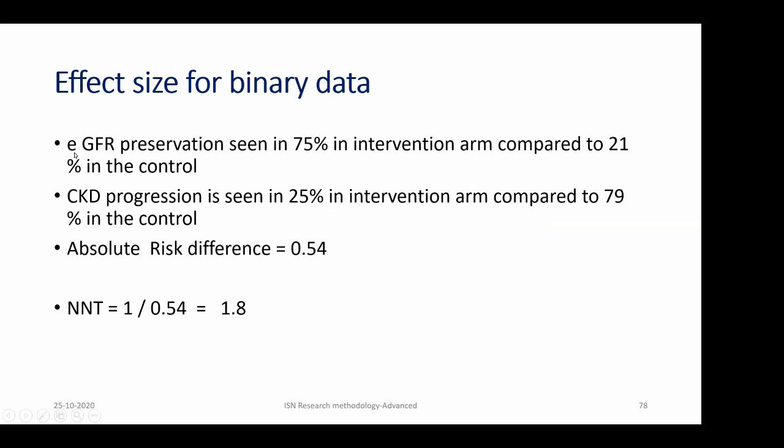This is just a verbal interpretation of what I have seen in the chi-square. EGFR preservation was seen in 75% of the intervention arm compared to 21% in the control arm. And the absolute risk difference is 0.75 minus 0.21. That's going to be 0.54. And 1 divided by the absolute risk difference gives you the number needed to treat. Here it is 1.8. We round it up to the nearest whole number. So this means that if you treat 2, 1 is going to benefit. So when you express binary data, rather than simply stopping at the odds ratios or risk ratios, you need to show the numbers needed to treat.